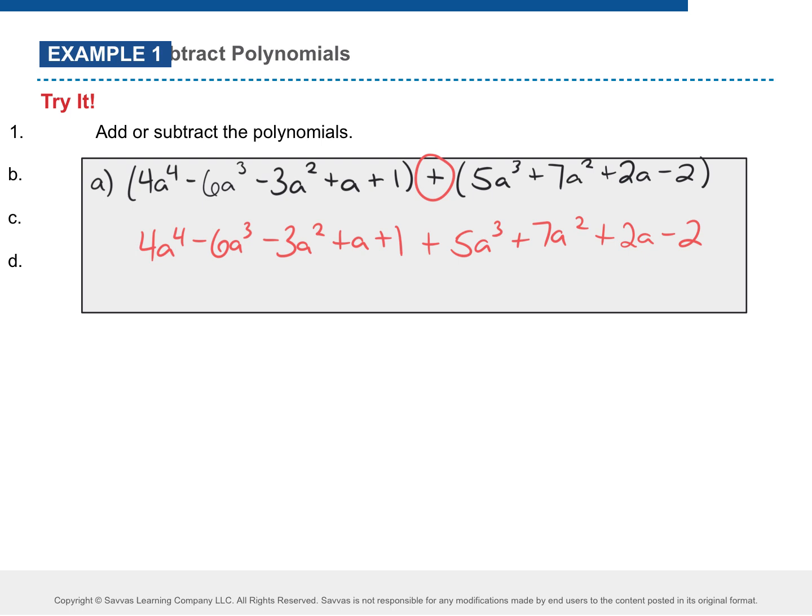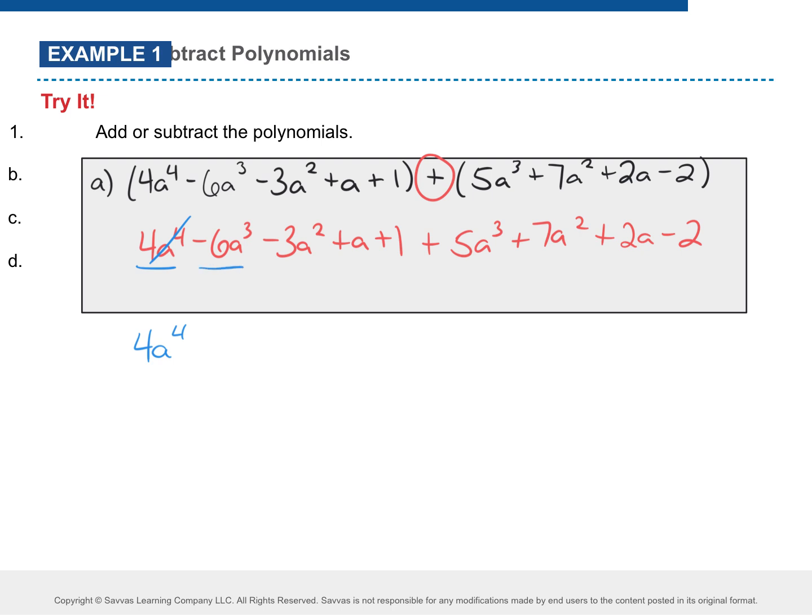What do I do once I have all of that rewritten? Combine like terms. What should I keep in mind when I'm combining like terms? How do I know what to do first? Look for the biggest number. Yep, let's work with standard form. So what's my highest degree? 4. Does it have a like term? No, so I'm just going to write 4a to the fourth. Cross it off.